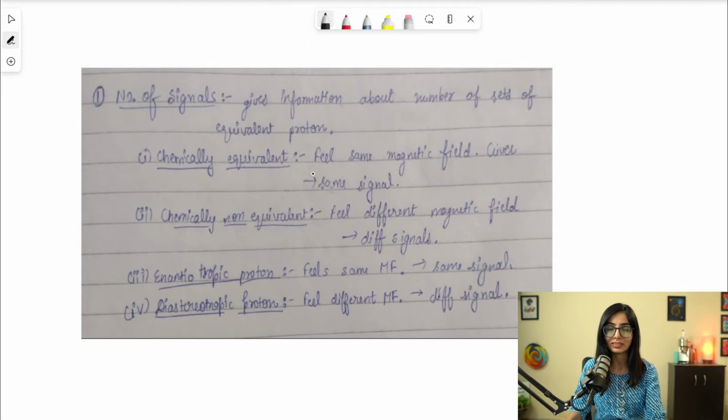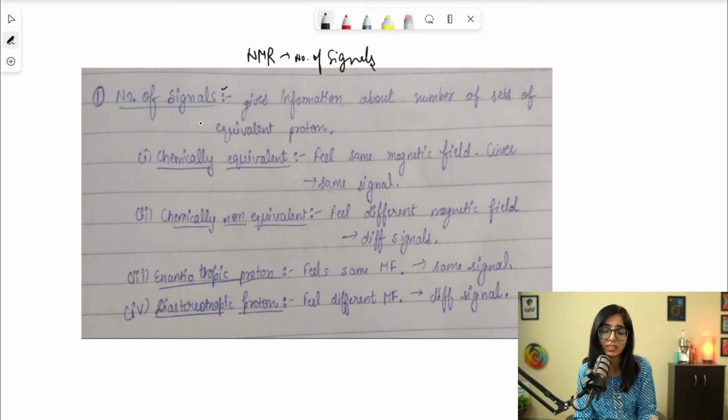So without further ado, I think I've given more than enough introduction, and we should proceed ahead now. Can you pay attention to the screen? There is a very basic definition over here, that is, number of signals. Whenever we talk about NMR, we always talk about number of signals. That is the first step. So what does the number of signals do? It gives information about the number of sets of equivalent protons.